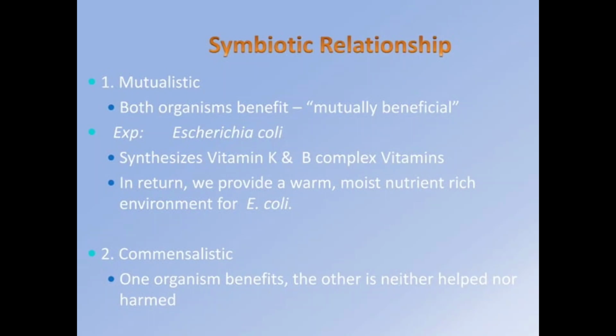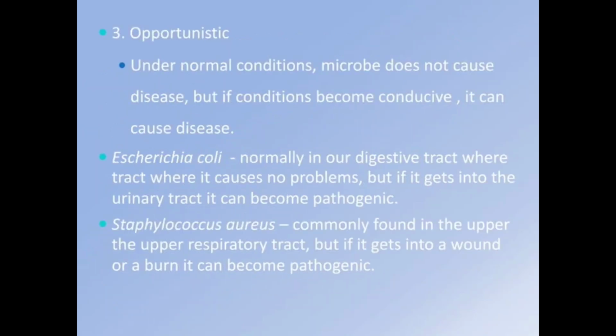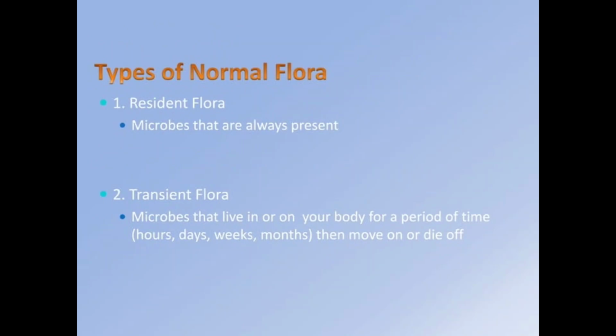The second is commensalistic: one organism benefits, the other is neither helped nor harmed. Opportunistic: under normal conditions the microbe does not cause disease, but if conditions become conducive, it can cause disease. E. coli is normally in our digestive tract where it causes no problem, but if it gets into the urinary tract, it can become pathogenic. Staphylococcus aureus is commonly found in the upper respiratory tract, but if it gets into a wound or burn, it can become pathogenic.